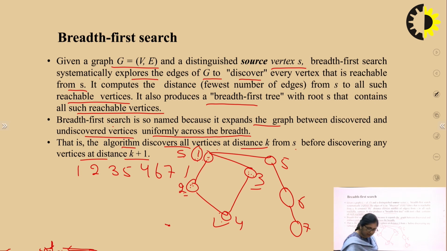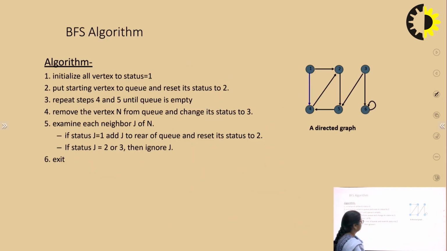Okay, now let us go through the algorithm for this. How do we implement it? This is one graph I have taken as an example. We will visit these breadth wise. This is our BFS algorithm. So how do we implement it? We will take a status. Status will tell us whether we have visited this node or we have not yet visited.